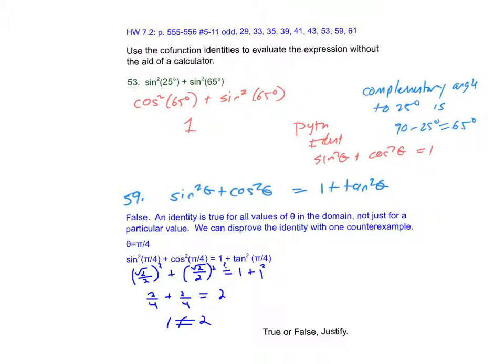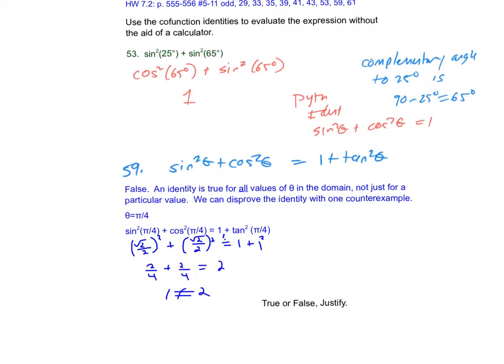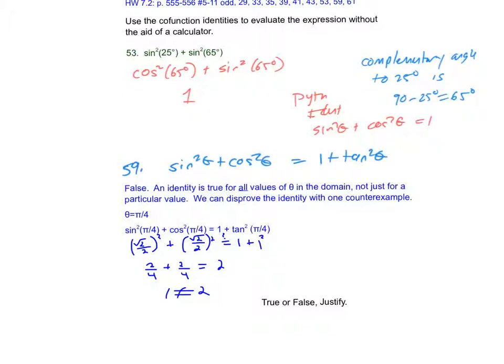In number 59, we're supposed to verify if, actually the statement says the equation sine squared theta plus cosine squared theta equals 1 plus tangent squared theta is an identity, because sine squared theta plus cosine squared theta equals 1, and 1 plus tangent 0 squared equals 1. Okay, so that's a particular value of theta. So that would not be an identity. So I've written here false.